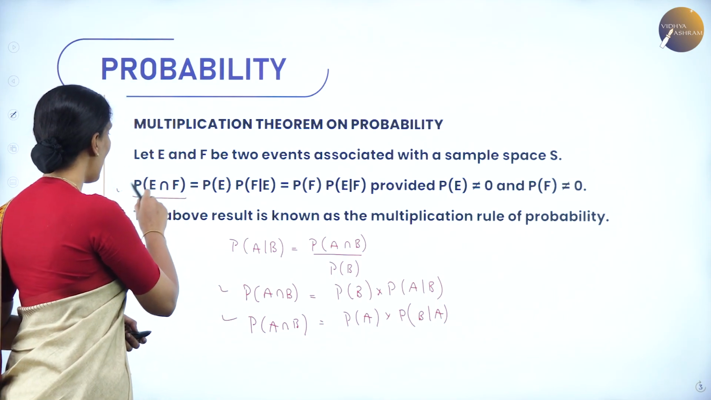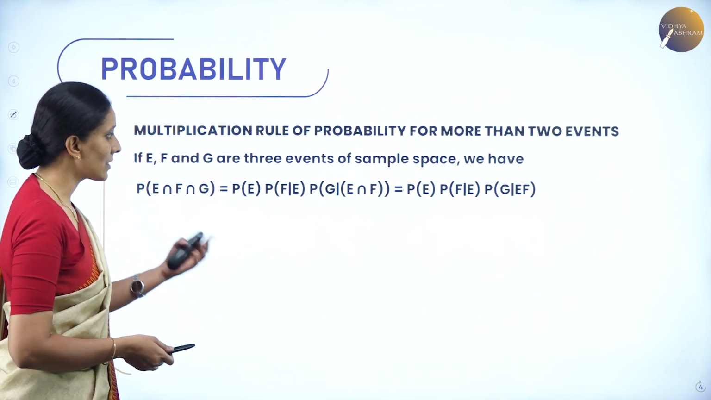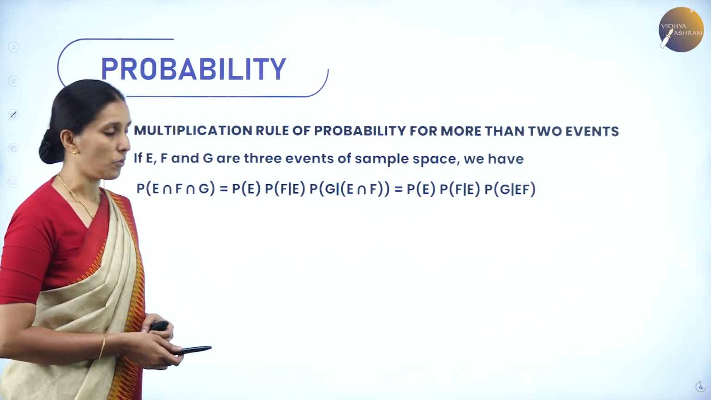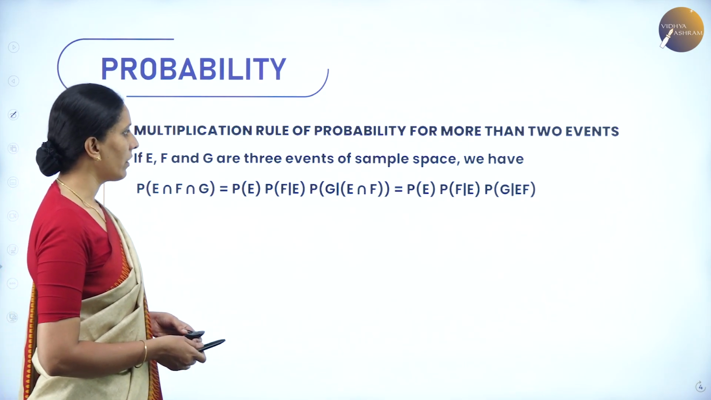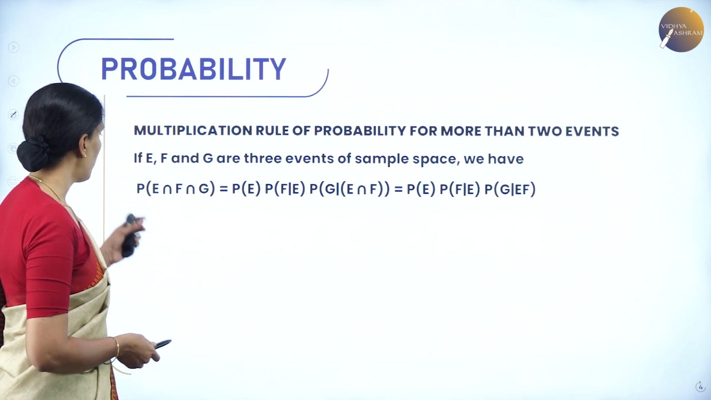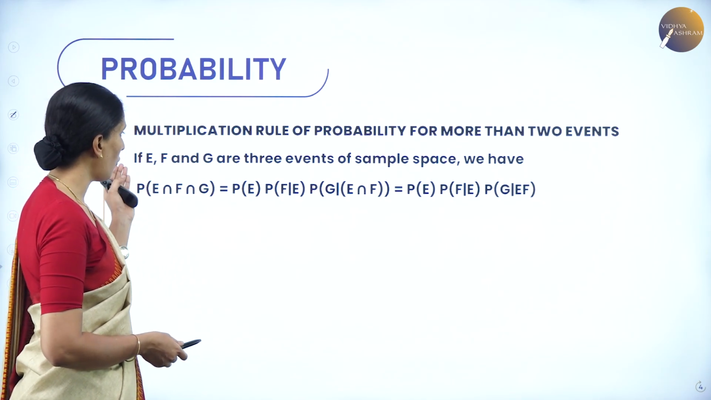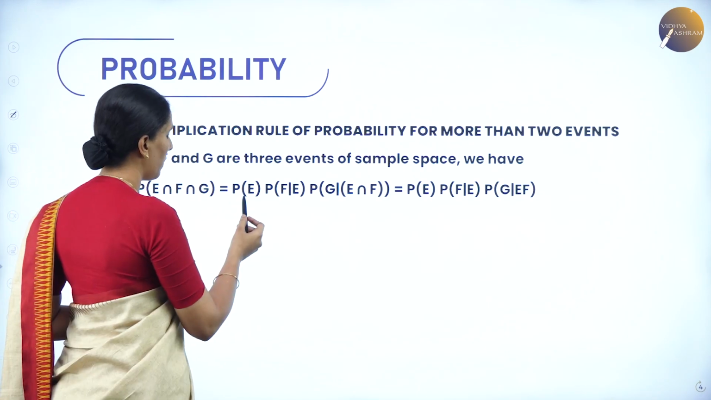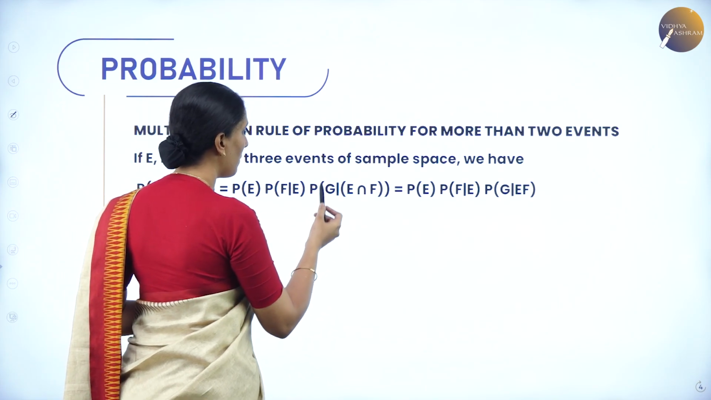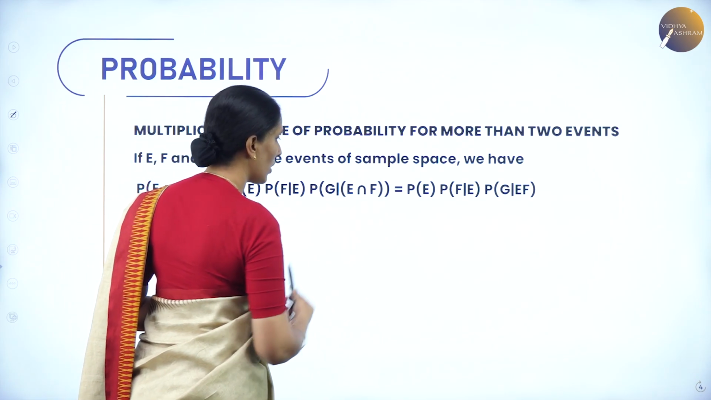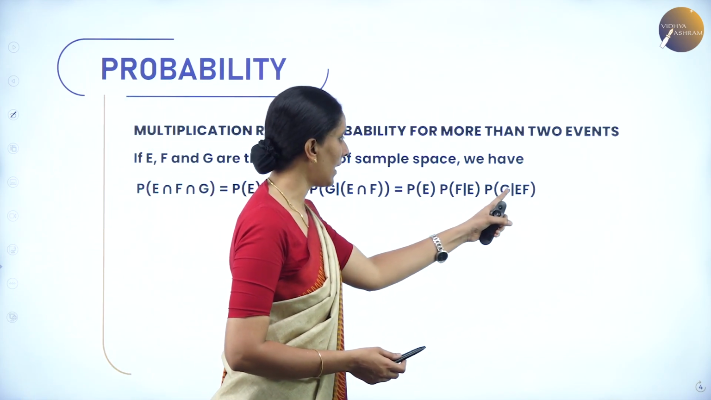So here I have taken two events. The concept of this multiplication theorem can be extended to n number of events also. Now here I have taken three events. E, F and G are three events of the sample space. We have probability of E intersection F intersection G, that is the simultaneous occurrence of all these three events, given by probability of E, probability of F given E has happened, probability of G given E intersection F has already happened. So this E intersection F can also be simply written as EF.